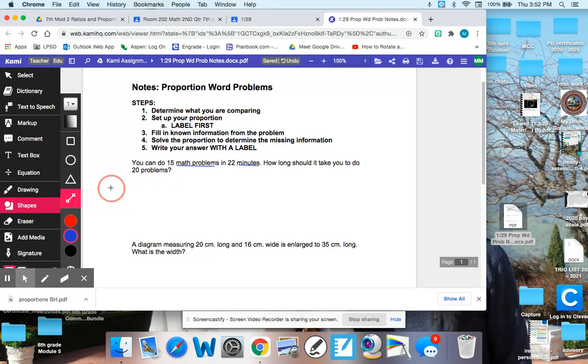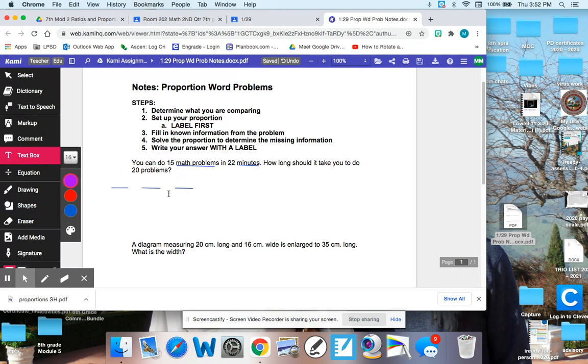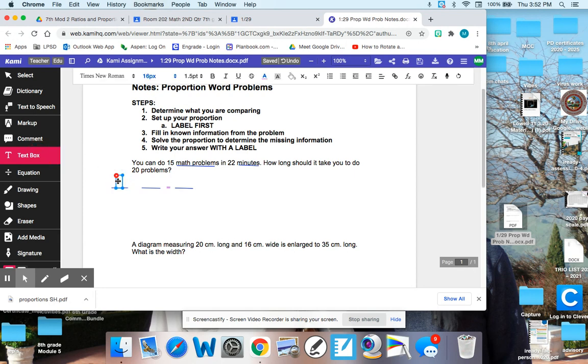So we are going to set up our lines and we're going to set up our two ratios. Okay, we want to make sure that we put our equal sign in here because we know that they are going to be equal to each other. They're a proportion. So here we're going to put our first one, which is P for math problems, over M for minutes. We have 15 problems that can be done in 22 minutes. How long should it take you to do 20 problems?